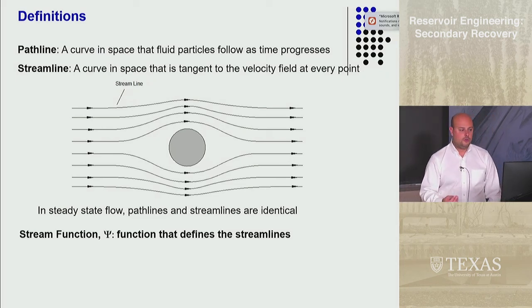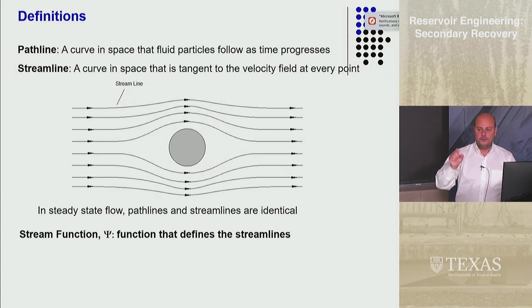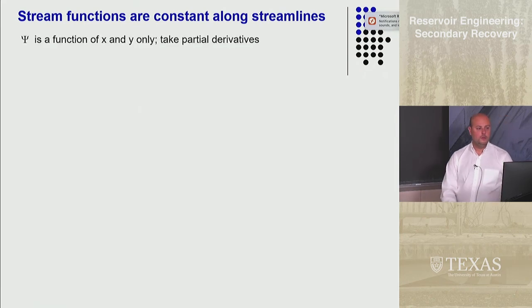Okay, and think of a streamline as being the curve in space that a particle travels. So if you had some sort of rock grain over here, and you had a particle in your water or oil, and it was flowing around over here, it would flow around it, and it would follow these types of streamlines. Stream functions are constant along streamlines.